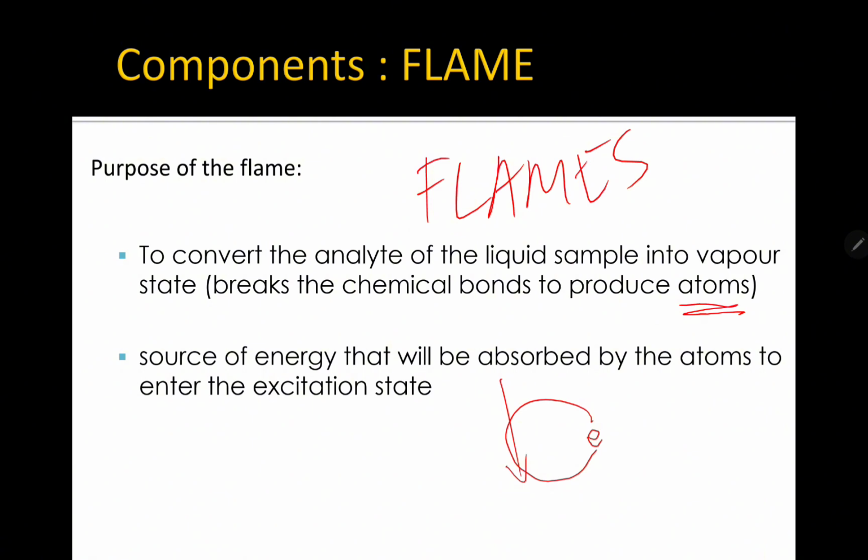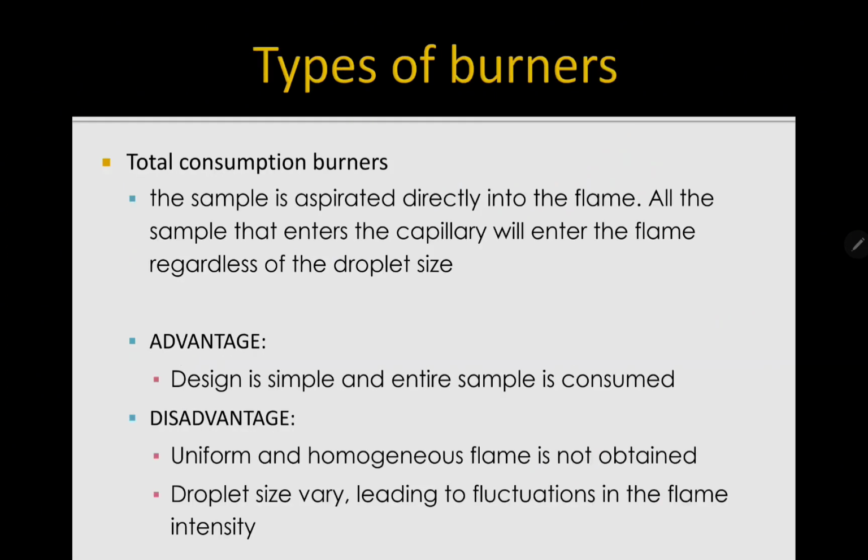Okay, so since we have the flames, let's talk about yung burners. We have different types of burners. You have total consumption burners, the sample is aspirated directly into the flame. All the sample that enters the capillary will enter the flame regardless of the droplet size. Okay, so remember that the advantage of this is the design is simple and the entire sample is consumed. The disadvantage of this, uniform and homogeneous flame is not obtained. Droplet size may vary, leading to fluctuations in the flame intensity. That is the total consumption burners.